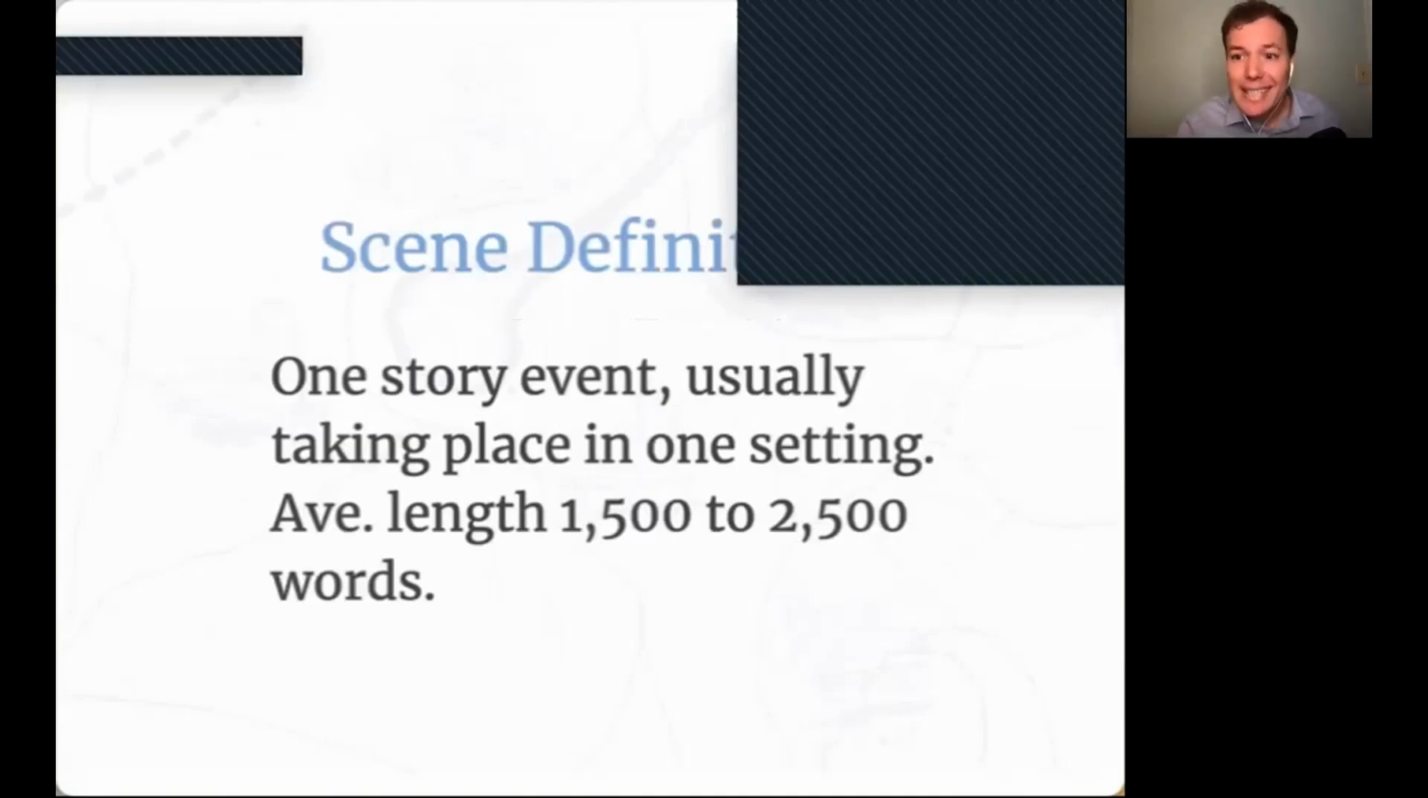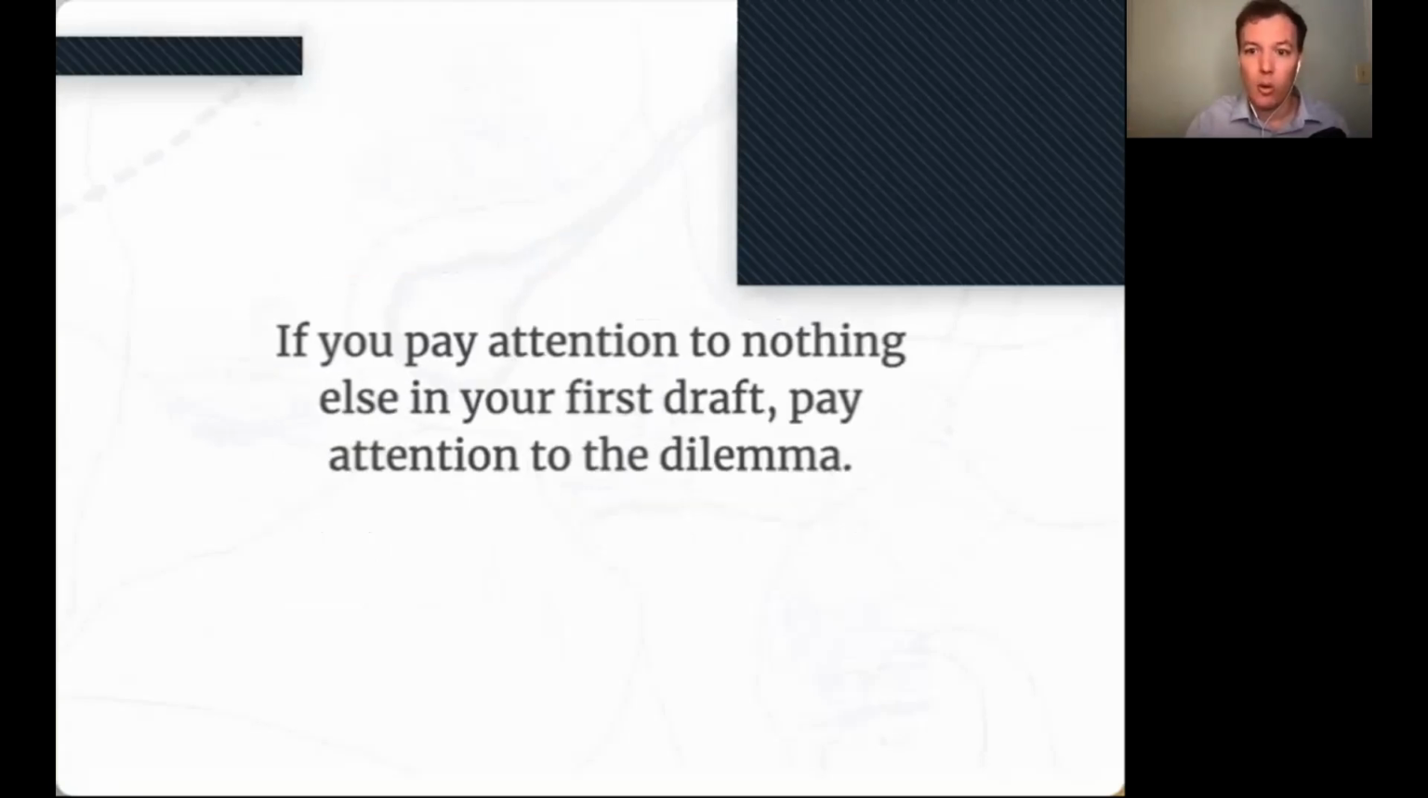If you're wondering what a scene is: one story event. It usually takes place in one setting. It doesn't always. If you're writing film, it always does. Okay. But if you're writing a novel or a memoir, it doesn't always take place in one setting, but usually it does. The average length of a scene is 1,500 to 2,500 words, and every one of them needs to have a dilemma. It's so important.